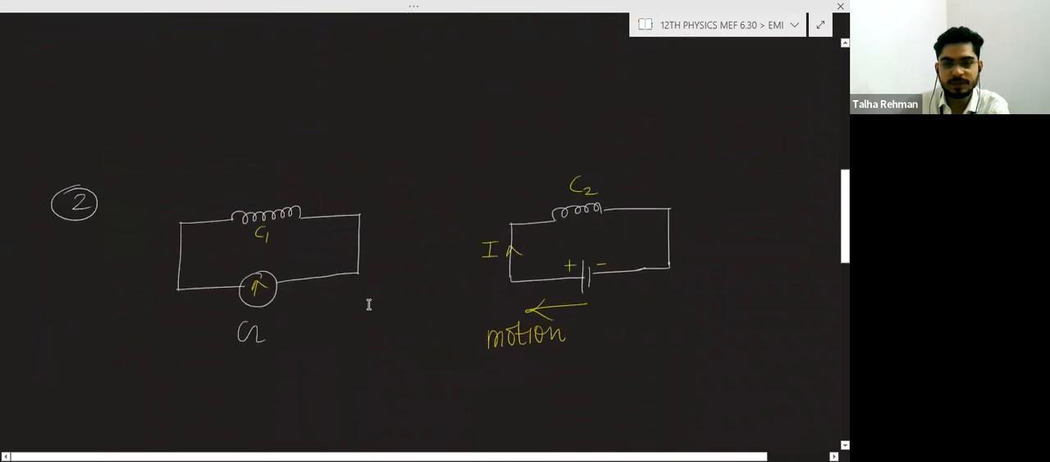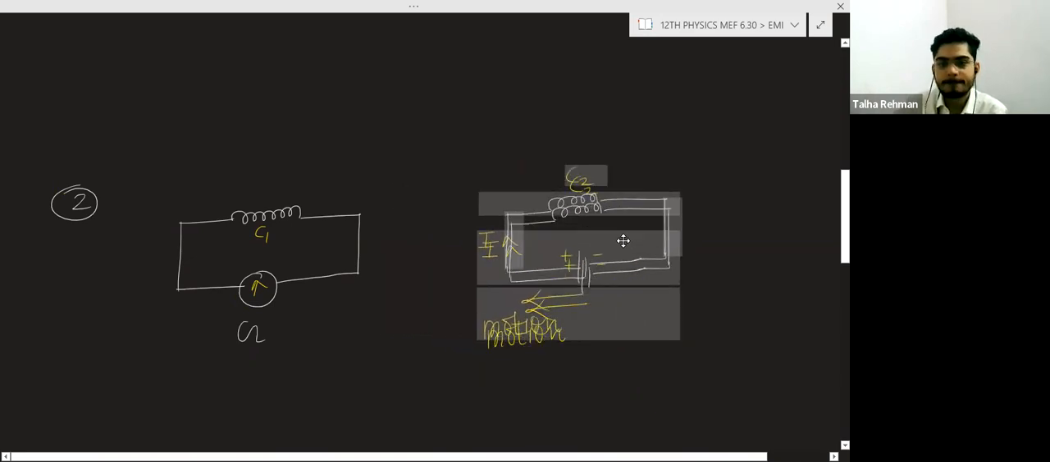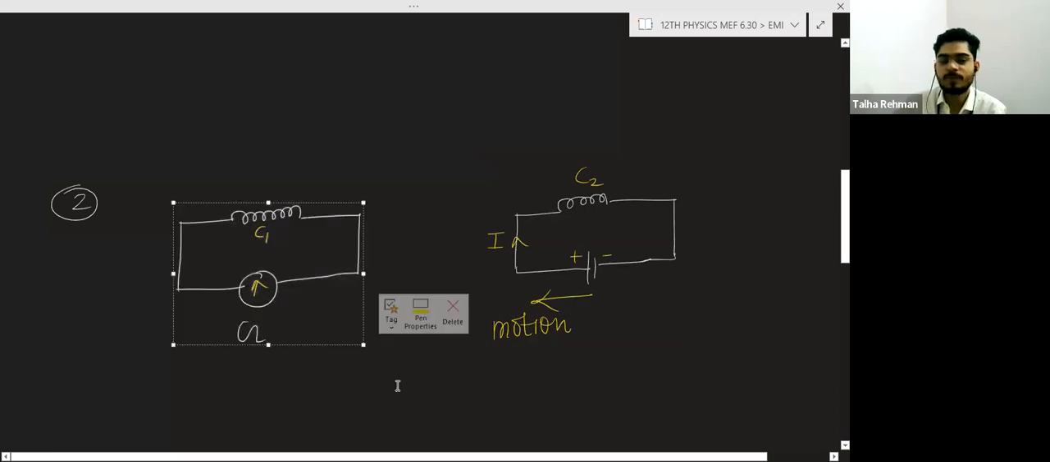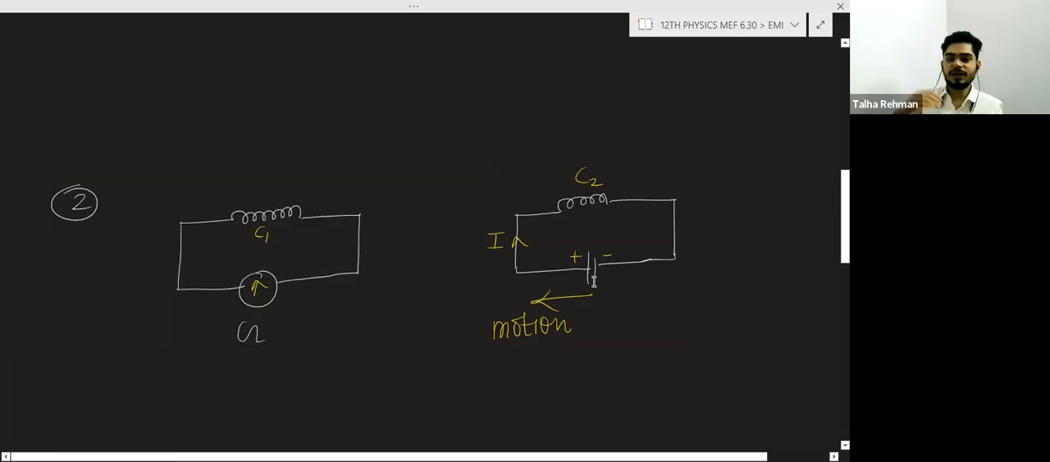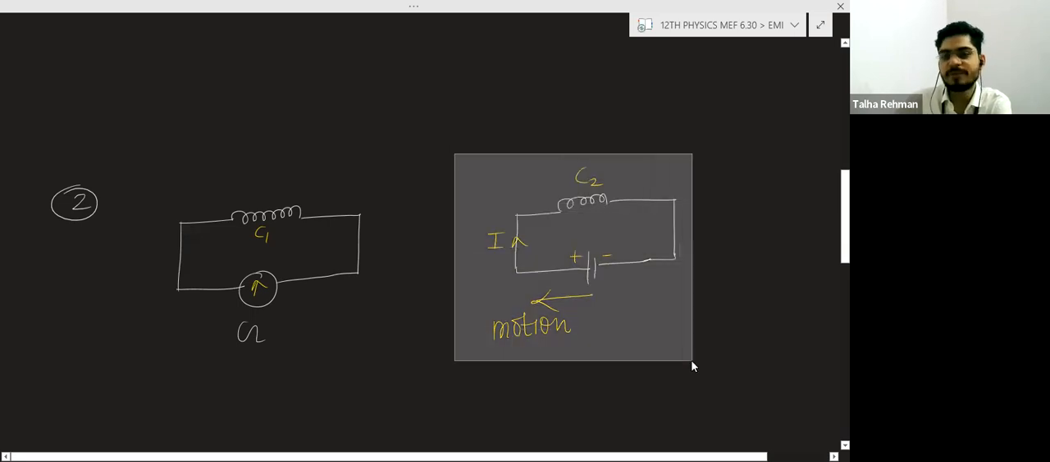Now this is the second experiment. Earlier we had a moving magnet. Now we have this system, which has a coil. This C2 is representing some coil, and this coil is connected with some battery, so there will be some current in this coil. Now this whole coil is moving towards this coil. We know that a current carrying coil will behave as a magnet.